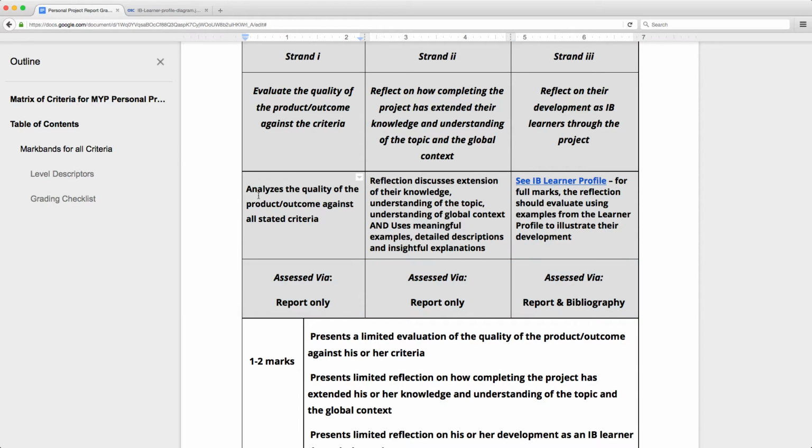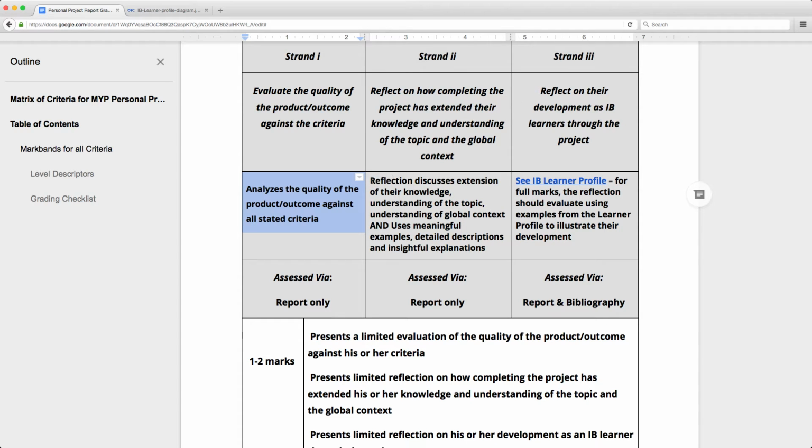Number one, evaluating the product against the criterion that you set. This is why it's so important to have a clear goal and why it's so important to set those criteria as early as possible, so that when you get done, you can go back and reflect on them. Notice here that it says all stated criteria. So make sure that any criteria that you set up for yourself in Part B, you also discuss here in the reflection in Part D.